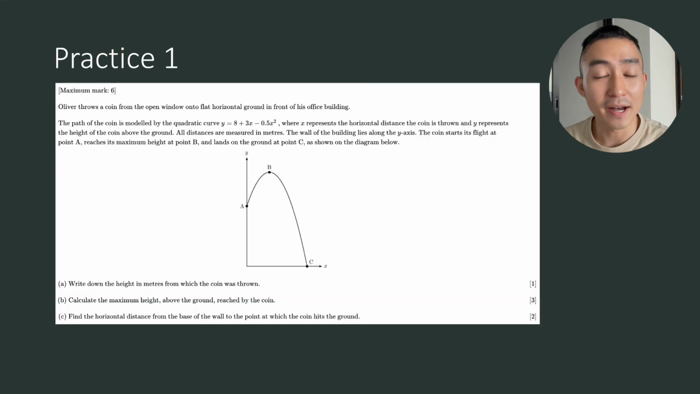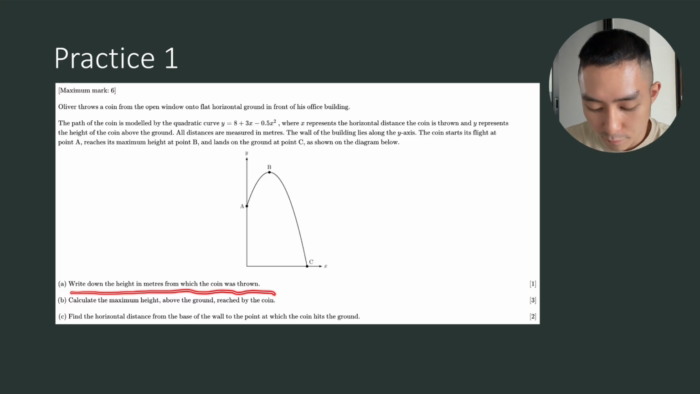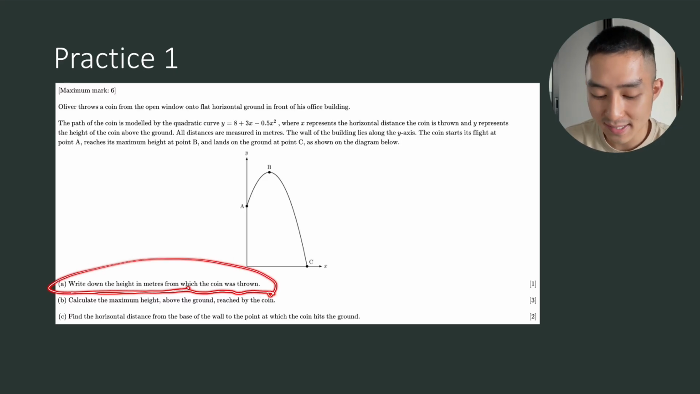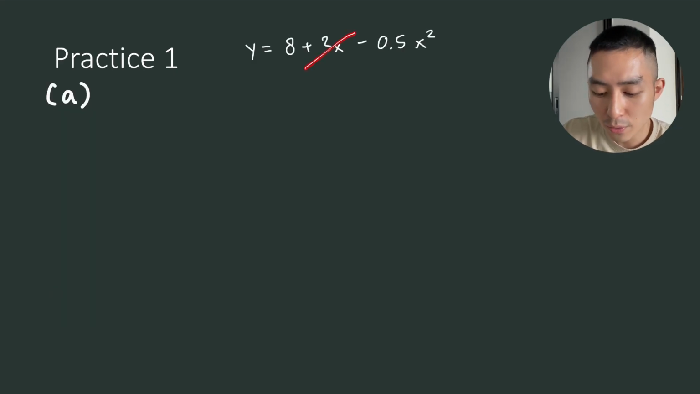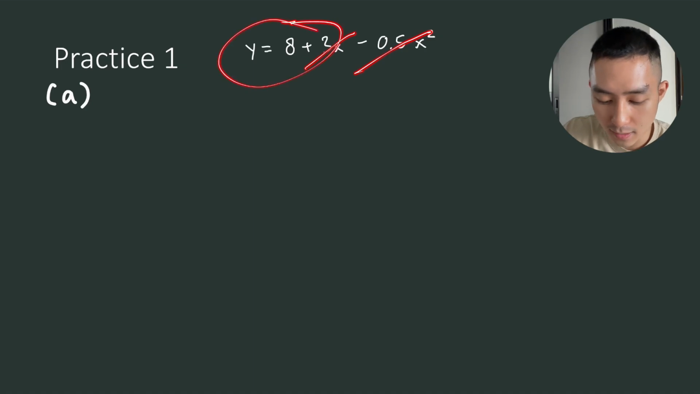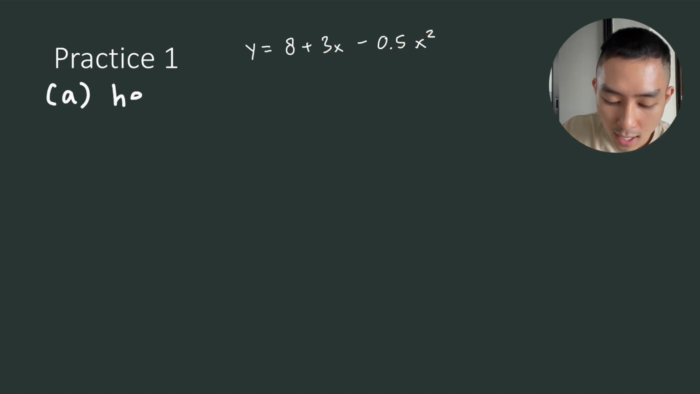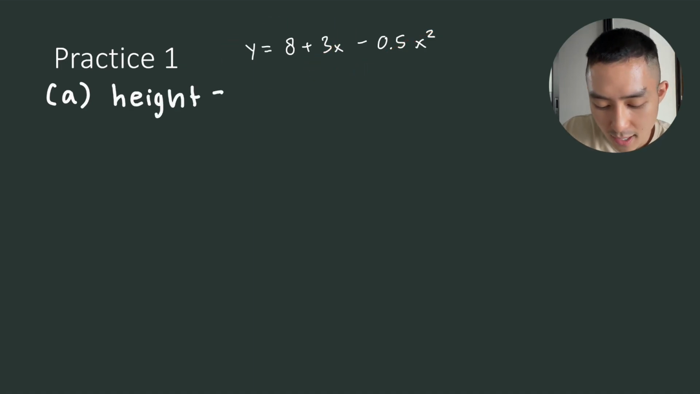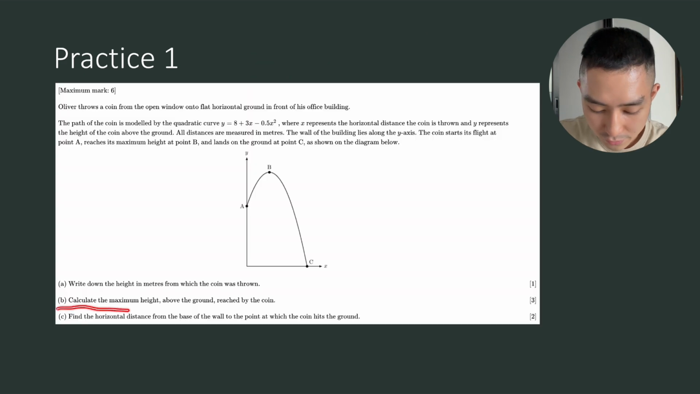Now you can pause and read this question because I'm going to solve it in 3, 2, 1. We write down the height in meters from which the coin was thrown. It means that x is 0. So the height was 8 when it is thrown. Now we need to calculate the maximum height reached by the coin.